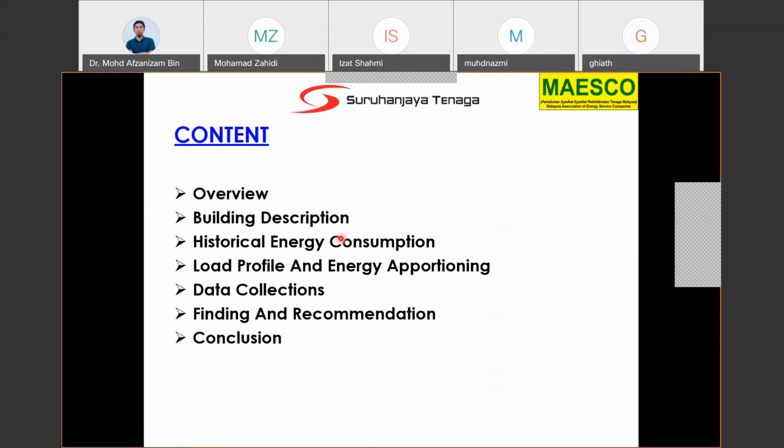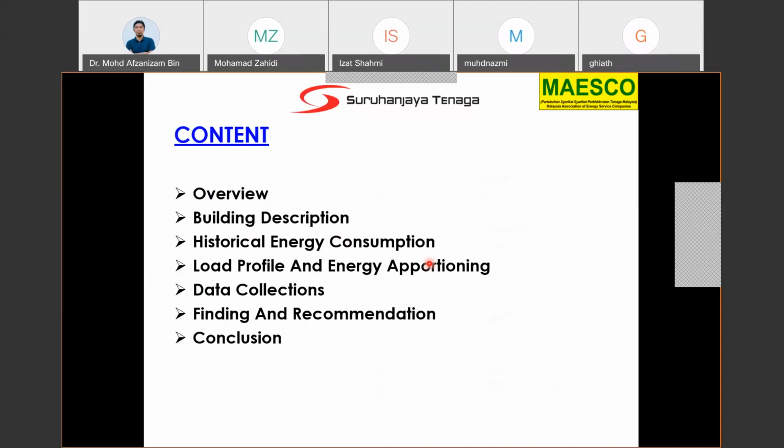Historical energy consumption, I would say this must be in your report. You show the management, or those who appointed you as an auditor, the data that you obtained before any improvement or suggestion from the auditor team. Okay, so that it will give you some idea how bad the current or previous situation is, or what you are looking to improve in the system perhaps.